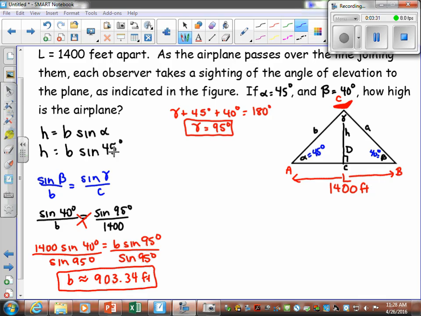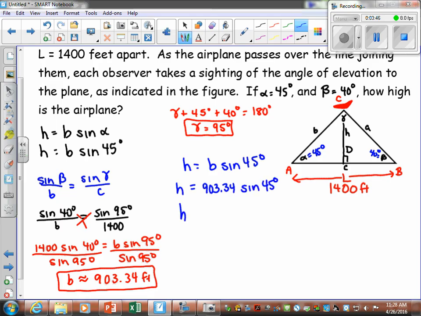So let's start. H equals B times the sine of 45 degrees. B we just found to be 903.34 times the sine of 45 degrees. So what's that mean? Our height is approximately, if we plug that information in and you calculate this times the sine of 45, you should get approximately 638.76 feet. And that's all that it was asking for in this case.